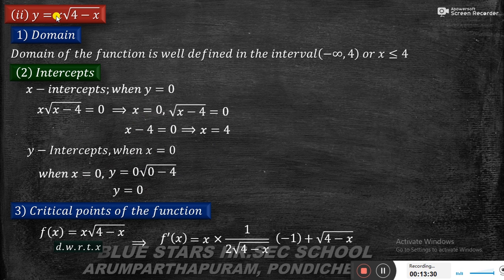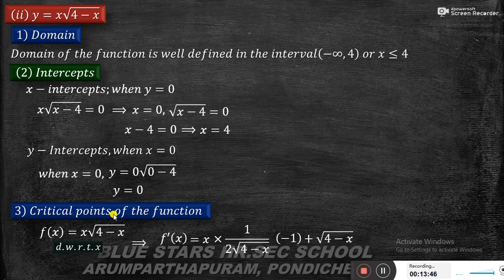Y equal to x into square root of 4 minus x. So 0 into 0, 4 minus 0. So 4 minus 0 means it is equal to 0. So the point is x equal to 0 and y equal to 0. Next we calculate the critical point.